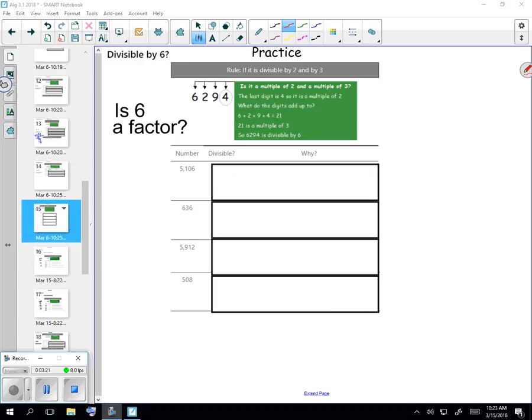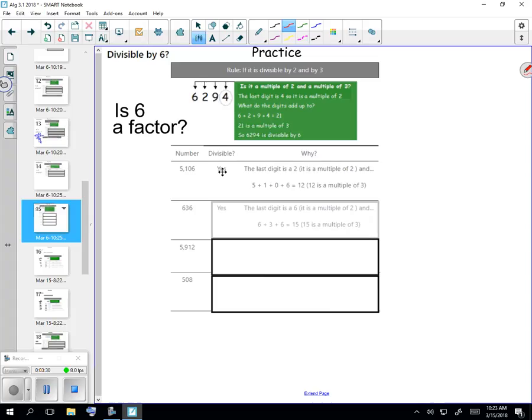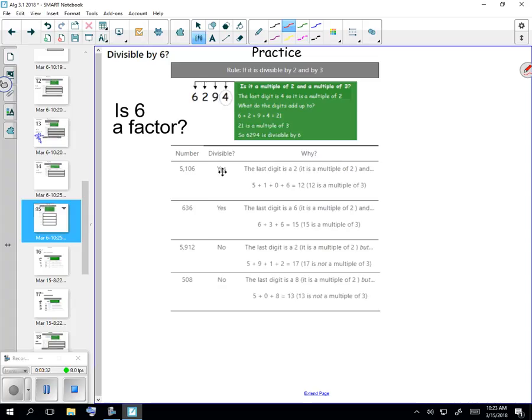Pause your video and see if these 4 numbers have 6 as a factor, or that they are divisible by 6. Did you get yes, yes, no, no?